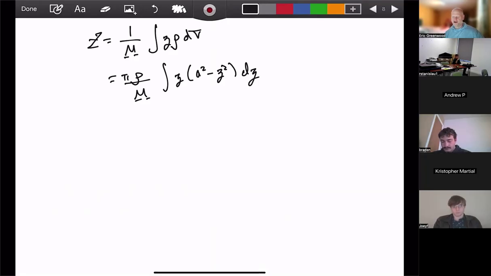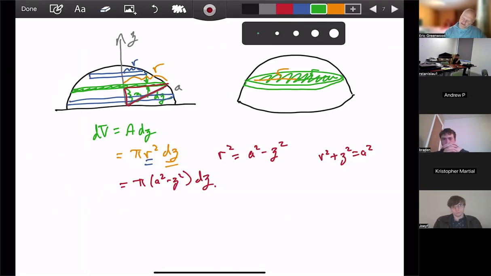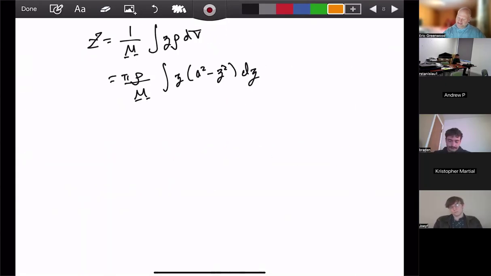What are my bounds of integration? So I'm integrating over the z direction. Let me back up a little bit here. So this is my z that I'm integrating over. So I'm integrating in this direction here. So what are my bounds of integration? 0 to a. Absolutely. So good. So we're going to integrate this guy from 0 to a.